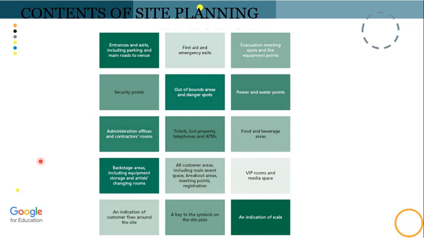Then for site planning, this illustration shows you what is important when it comes to site planning. For example, security points. And then the food and beverage areas, where will they be placed? Are there first aid and emergency exits if there is an emergency? Do you have backstage areas including equipment storage for artists and changing room? So these are some of the factors that you need to take into consideration when you do site planning.